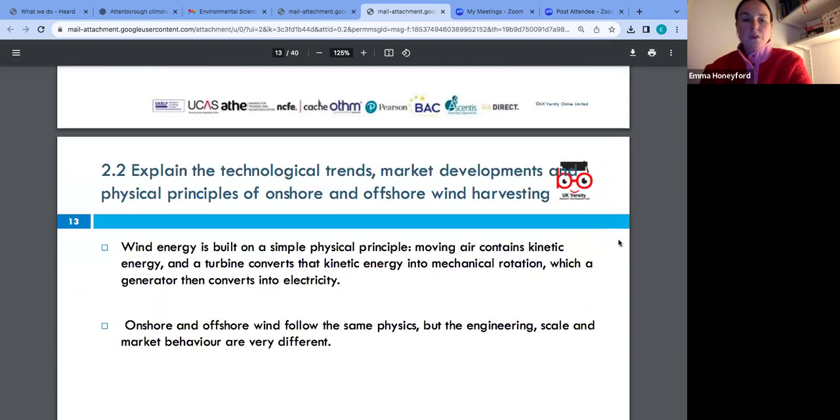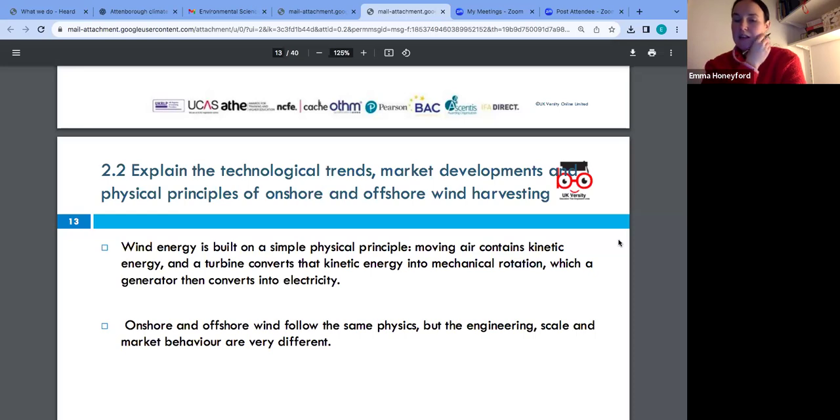So 2.2, we're going to go on to this learning outcome. This will be similar, but we're now going to focus on a different renewable energy, which is onshore and offshore wind harvesting. Again, we're going to look at the technological trends, market developments, and physical principles of this type of energy.